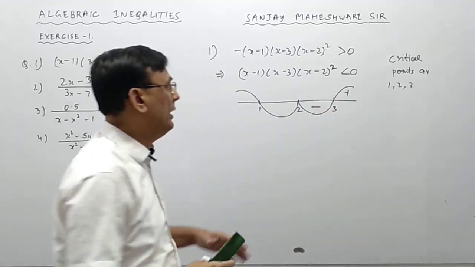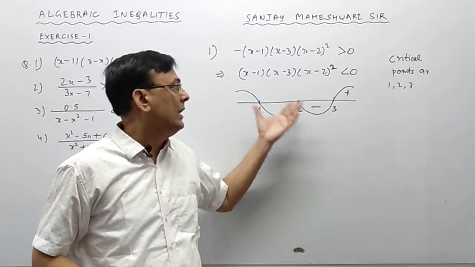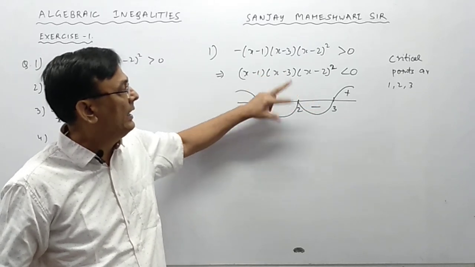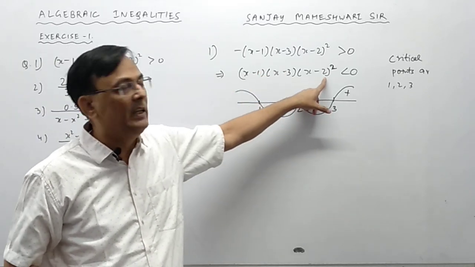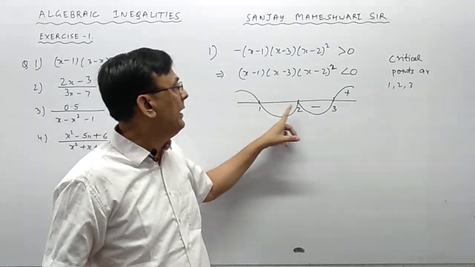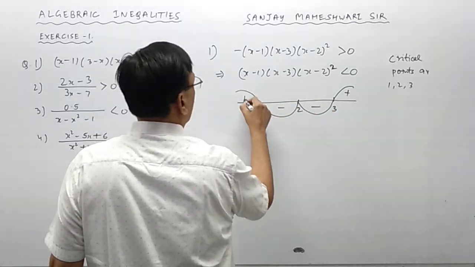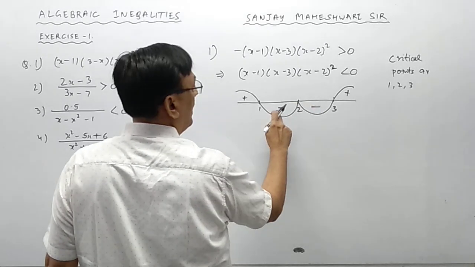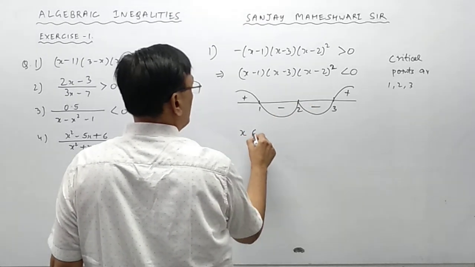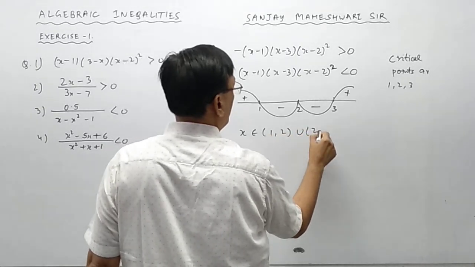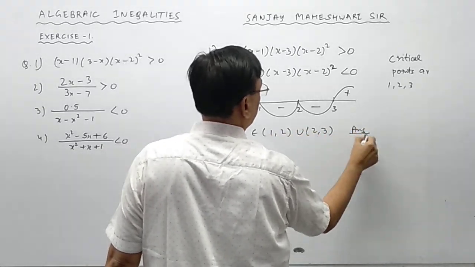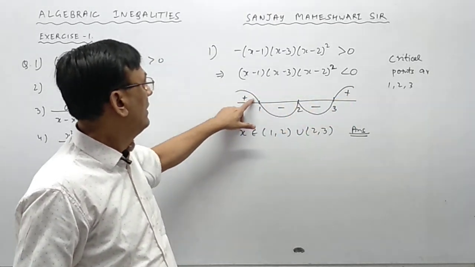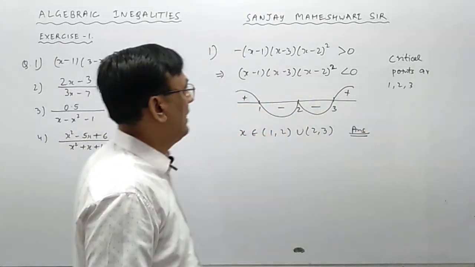Plus, minus. Normally, after every critical point, this wave changes from positive to negative, but when there is even power, then the sign repeats on that point. For the less than sign, you can see that these two are the valid ranges. So x belongs to 1 to 2 union 2 to 3 is the answer. These points, 1 and 3, will be discarded.